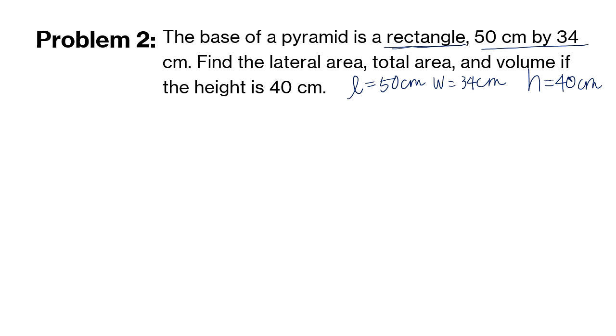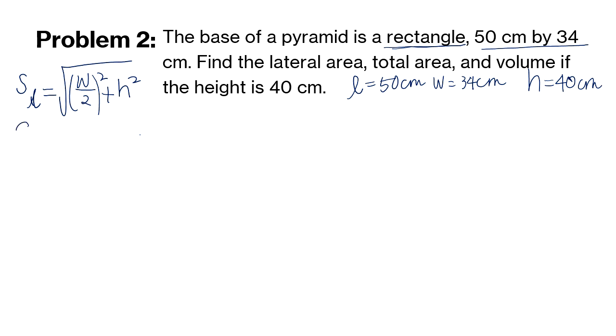Again, since this is a rectangular pyramid, we're going to use our formula, which is the same as problem number 1. However, in this case, we are not given the values for the slant heights for the length and the width. Therefore, we have to solve them. Remember that when solving for slant height, we have the formula. For slant height of the length, we have square root of width divided by 2 squared plus height squared.